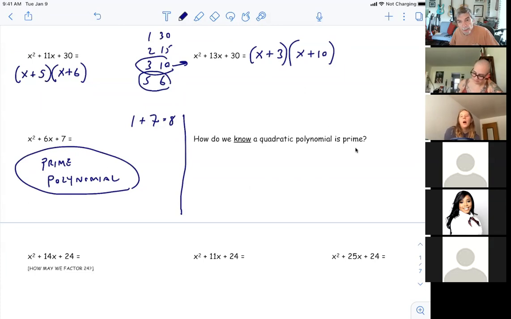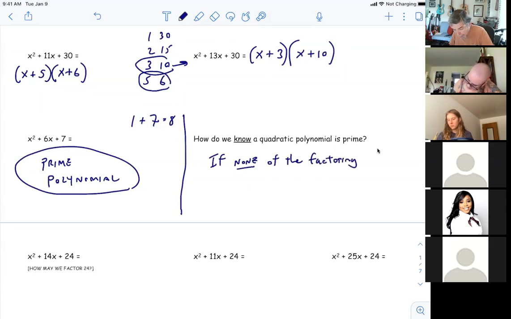So how do we know a quadratic polynomial is prime? It is if none of the factorings of C have a sum equal to B. Well, if you make a complete list of all the ways you can multiply and get that number at the end, and none of them add up to the number in the middle, and that's for when it's a 1x squared, then you can say, well, there's no way to do this.